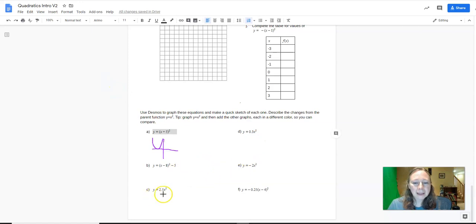Keep adding these other functions in and just take note of how they change. Do they change shape? Do they change position? Do they do both? Are they inverted? And then when we come back, let's take a look at all these graphs and we'll come up with some rules for vertex form of a quadratic function.